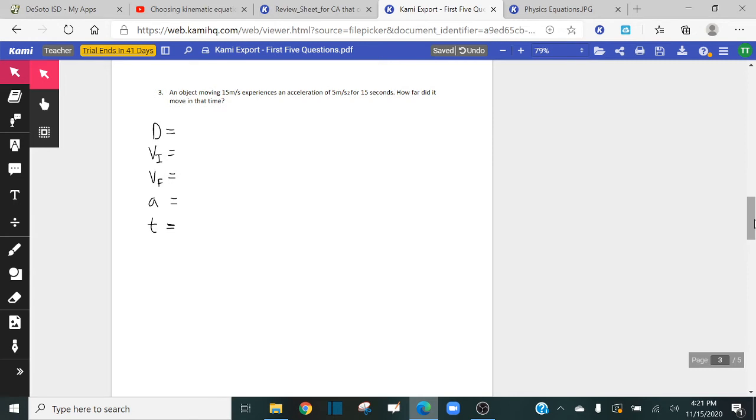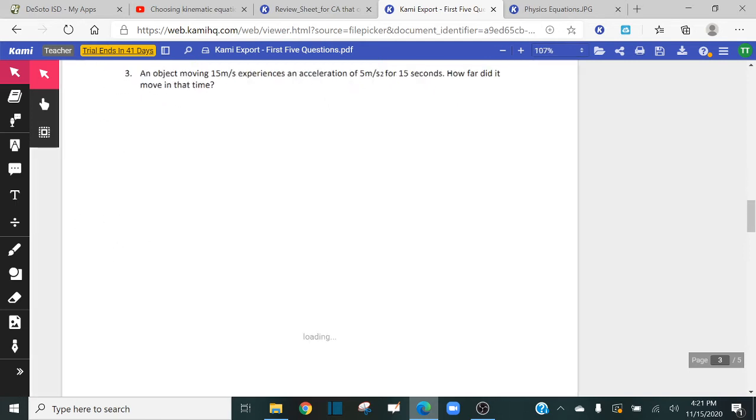Let us move on to number 3. Number 3 says a car, not a car, but an object, is moving at 15 meters per second. It experiences acceleration of 5 meters per second squared for 15 seconds. How far did it move in that time?